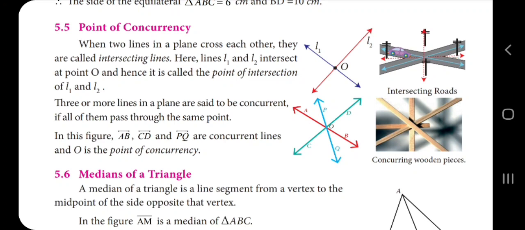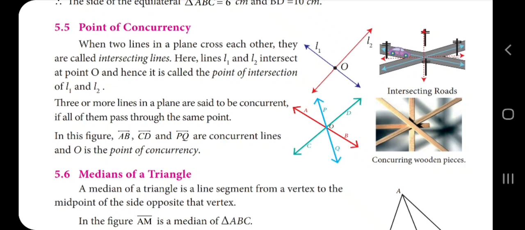Then the point of concurrency. So what is a point of concurrency? When two lines in a plane cross each other, they are called intersecting lines. So the two lines are intersecting at point O. Intersecting means one line passes through another line.